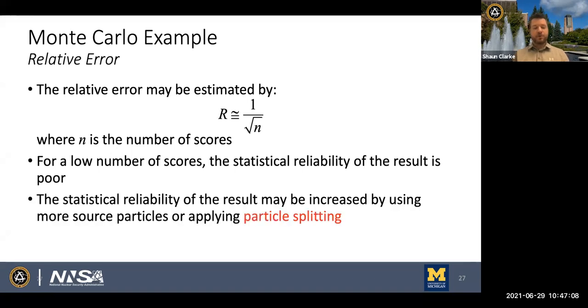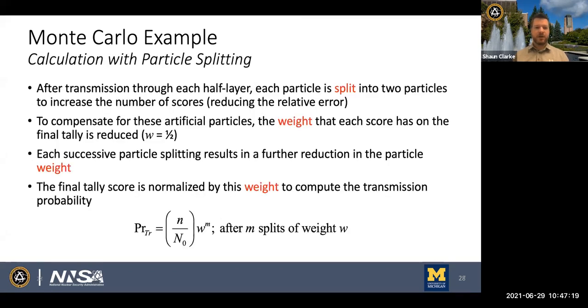Okay, and then there are other approaches we can take to do this calculation in a more statistically reliable way. We can do things like particle splitting. This is getting a little bit into the details, but what we can do is we can actually artificially increase the population of the particles in each slab to increase our overall number of scores. So consider a case where after a particle is transmitted through each half layer, we then take that particle and split it into 2 more particles. Okay, so artificially increasing the number of particles in each slab by a factor of 2.